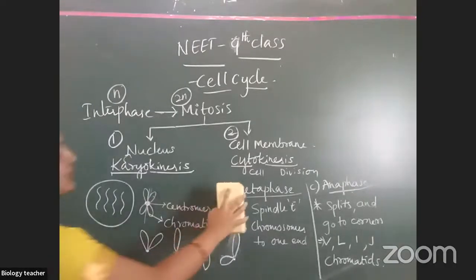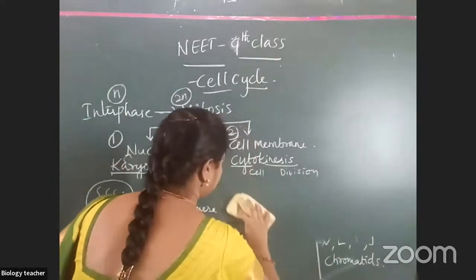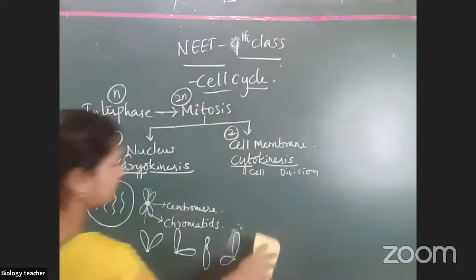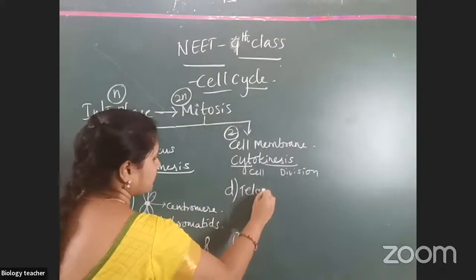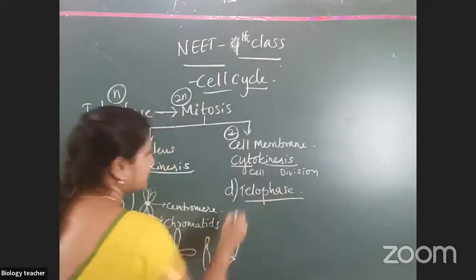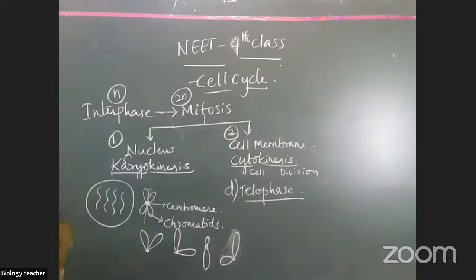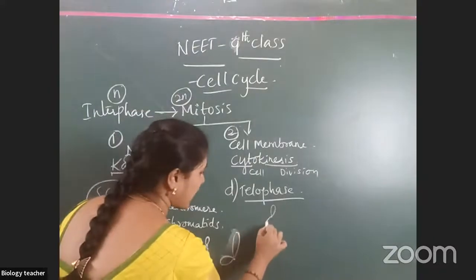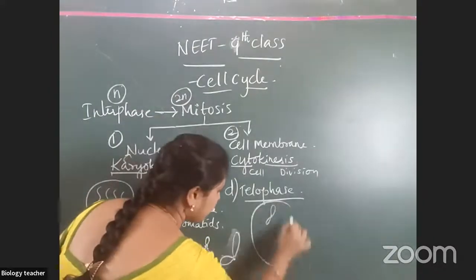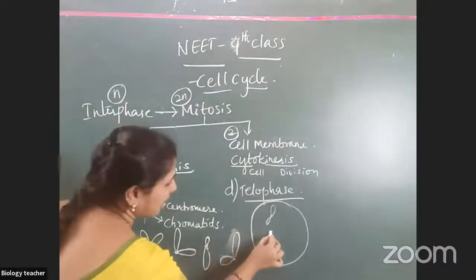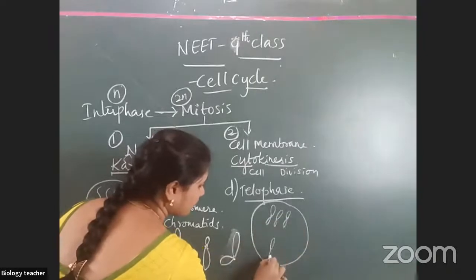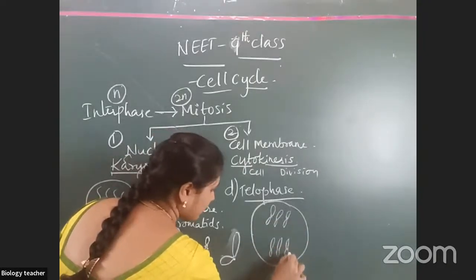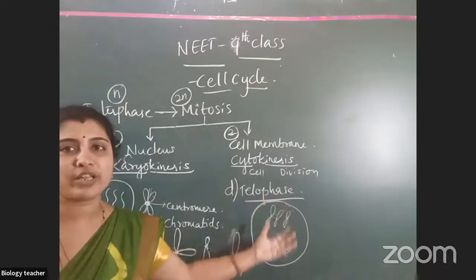Next, the last stage is telophase. What is happening in the telophase? At both ends the chromosomes have moved. For example, this is the cell. So spindle fibers have drawn the chromatids, and many chromatids are gathered at one corner and another corner.